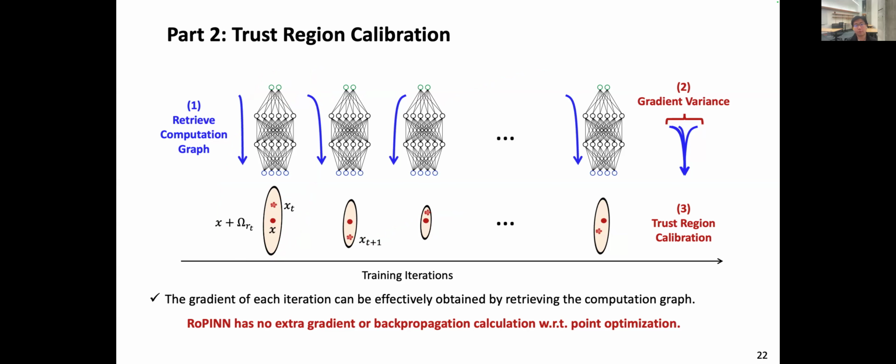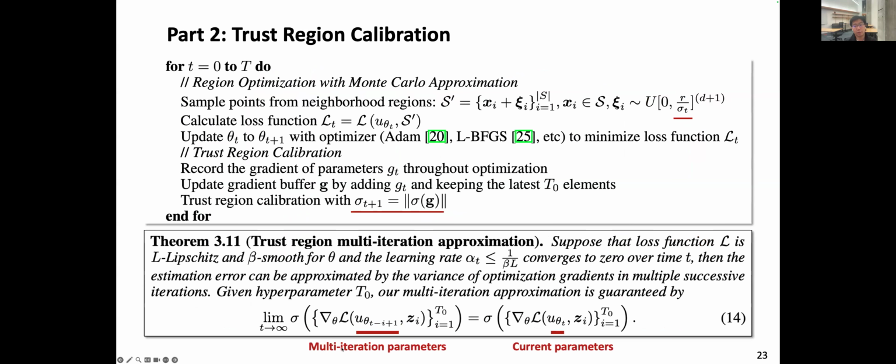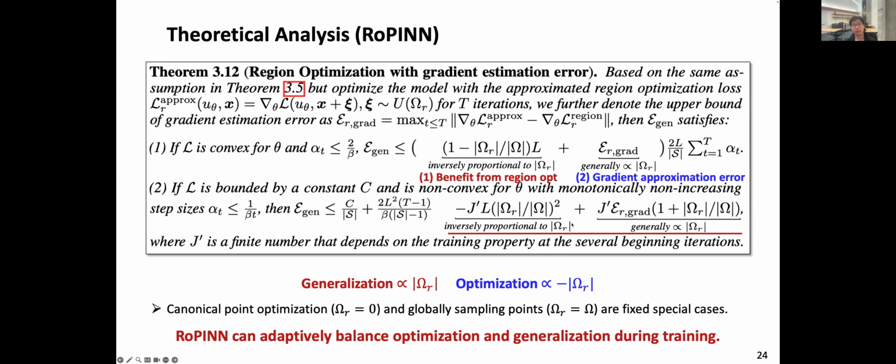Okay, and so we prove that with the multi-iteration approximation, using the multi-iteration model parameters to approximate the gradient estimation error is also accurate. There is a theorem to guarantee this. So in the end, we give the generalization bound for the region optimization in practice. Actually, this is the exact generalization bound for the RoPINN sampling algorithm. Just look at this equation, because the other equations are quite common.